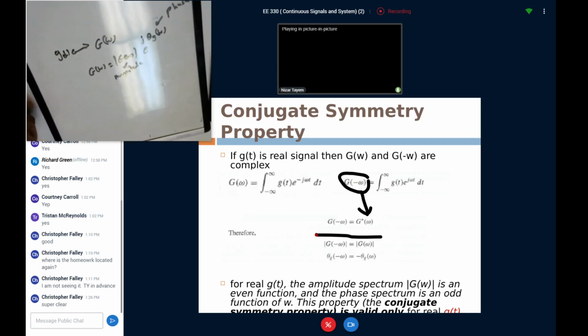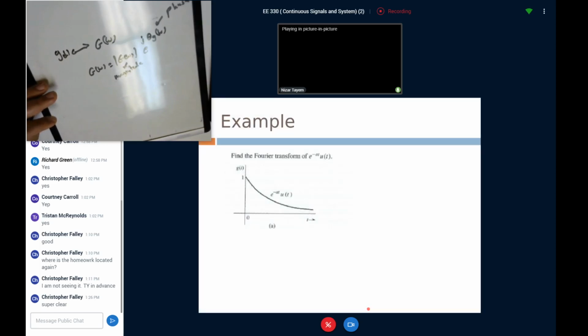It is an even function, right? And again, theta of minus omega is equal to minus theta of omega, which means that the phase is an odd function. So for any real signal, the amplitude spectrum is an even function. It's always the case. And the phase of the spectrum is always going to be an odd function, okay?